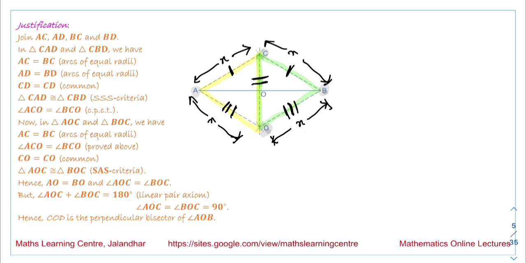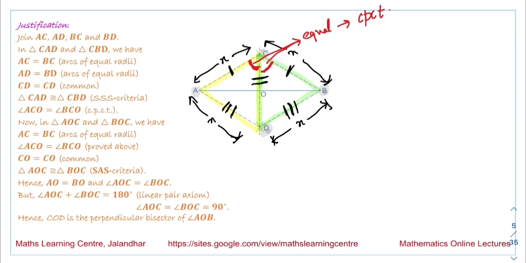So both these triangles, CAD and CBD, are congruent to each other, and we get that the angle ACO and the angle BCO are equal. This is by CPCT.